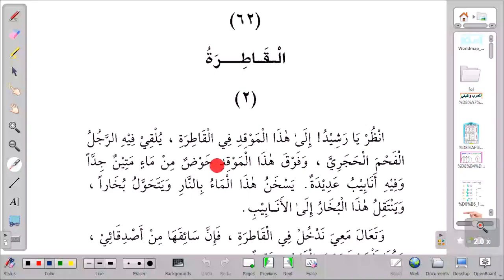وفوق هذا الموقد حوض, and above this mawqid, above this fireplace, this place where the fire is being lit up, they have a hawdun. Hawdun actually means a pond of water, but it can also be referred to as a reservoir or even a tank. When you have a tank or a reservoir that is used to store water, it's also called hawdun. Hawdun, that is clear. So we'll see hawdun here. Best thing is there's a tank that is being set up above the fireplace.